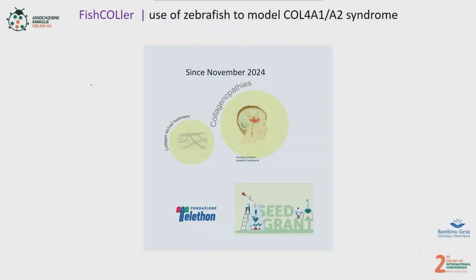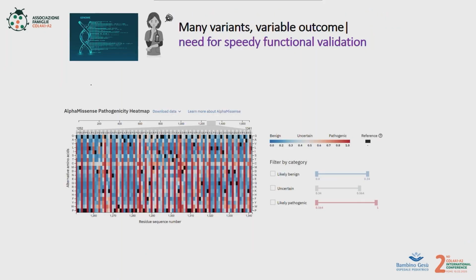Okay, now for the COL4A1-A2 syndrome, I have to make some disclaimers. So first, we started in November 2024, not 14, so it's like 2 months, and also, we are basically generating the mutants that are very patient-specific, and so far this is okay. So a little bit the problem, as has been explained this morning many times, is that we have many mutations, many patients, but many times these mutations are found only once, only in few families.